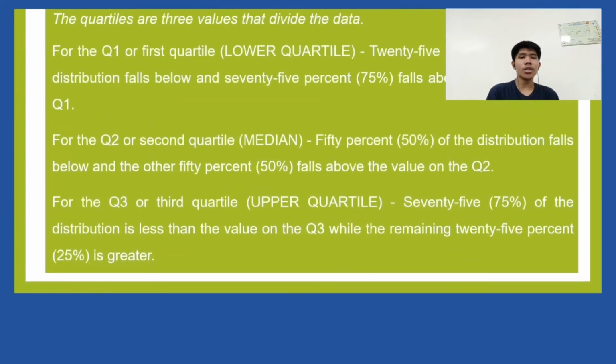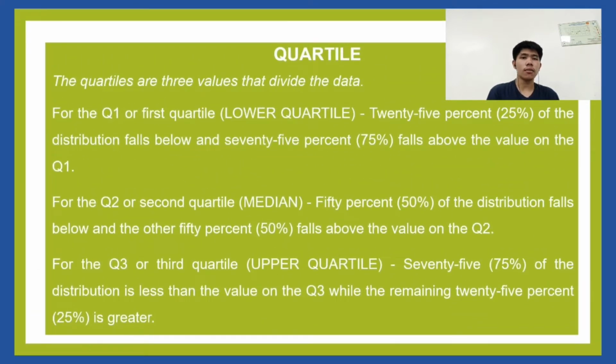The quartiles are three values that divide the data. For the Q sub 1 or first quartile, also called the lower quartile, 25% of the distribution falls below and 75% falls above the value of Q sub 1. For the Q sub 2 or second quartile, also called the median, 50% of the distribution falls below and the other 50% falls above the value of Q sub 2.